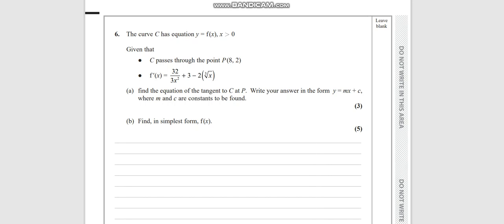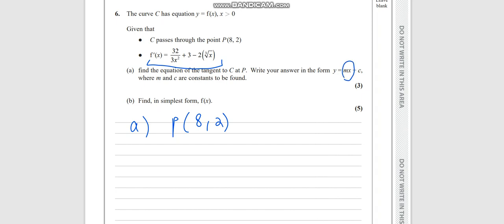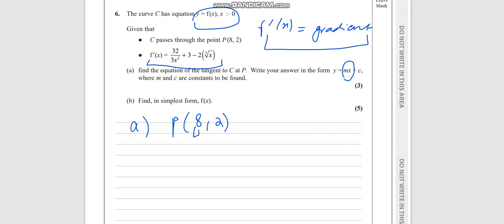We answer in the form y equals mx plus c, where m and c are constants to be found. So starting off with the first part, let's just draw here. What they have given is the point (8, 2), which will be very useful, and they have given us the equation. Now to find the gradient, actually we don't have f of x, we have f dash of x, and as I told you in the earlier videos, f dash of x of any f of x is its gradient. So I'll just plug this x value into that to find the gradient first.